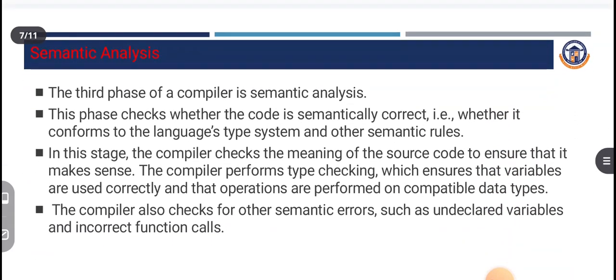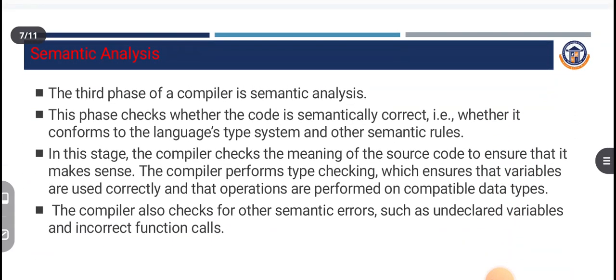The next one is the semantic analysis. This is the third phase of the compiler. This phase checks whether the code is semantically correct, whether it conforms to the language type system or other semantic rules. Based on this, errors such as type mismatch can be identified in the third phase of the compiler.